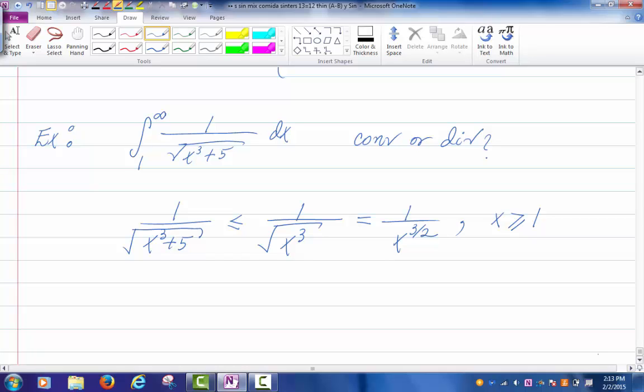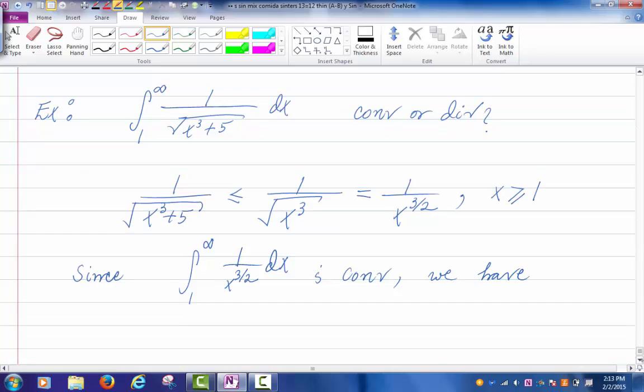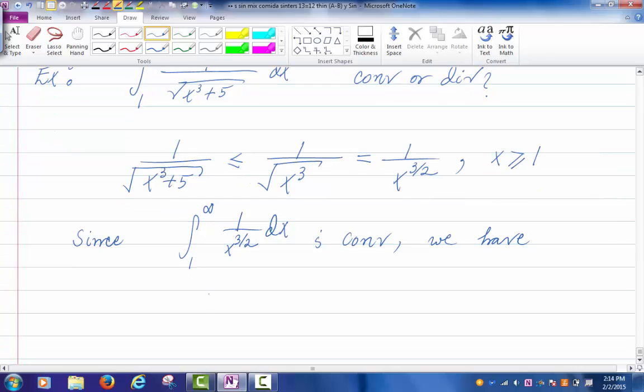Well, since the integral from 1 to infinity of 1 over x to the 3/2 dx is convergent, we have that our integral is also convergent by the comparison theorem.